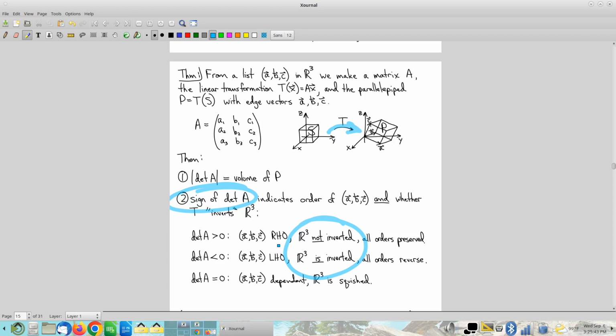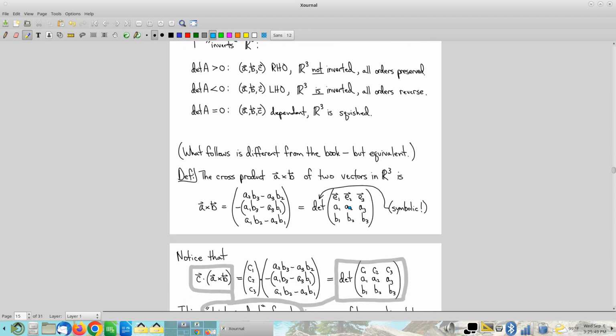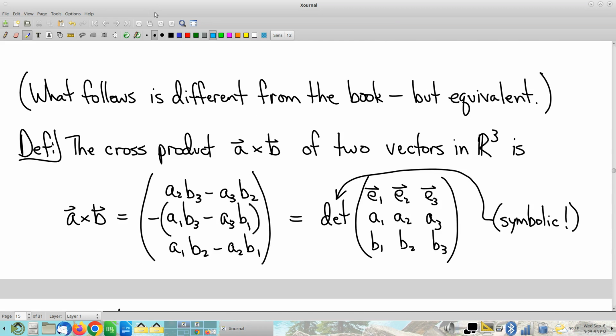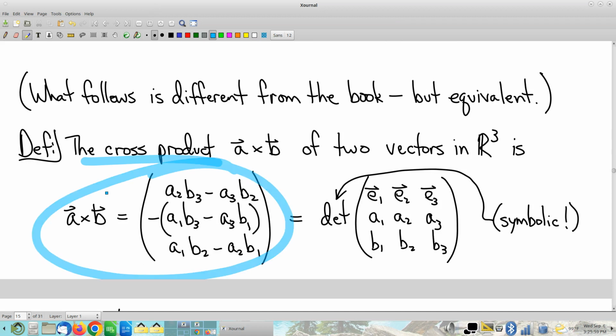All right, so that's the three-dimensional version of the theorem, morally equivalent theorem. Okay, moving on now. Make a definition. Talk about the cross product. Here it is. It's a notation and a formula. There it is.